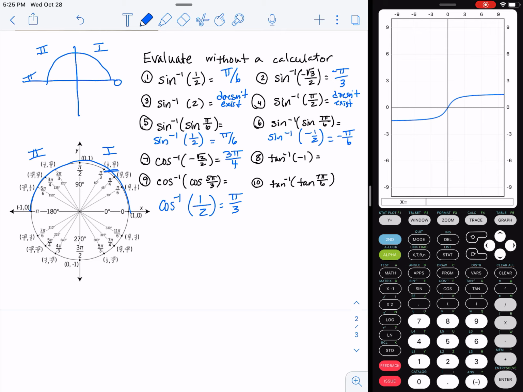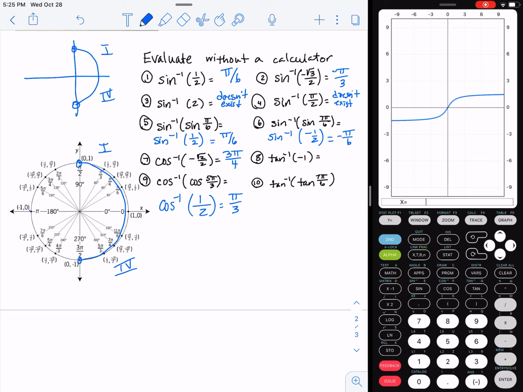Okay. So let's talk tangent. For tangent, we are focused on quadrants 1 and 4. However, remember that at negative pi over 2 the tangent's undefined, and at pi over 2 the tangent's undefined. So let me get this unit circle ready as well. And we're focused here on quadrants 1 and 4.